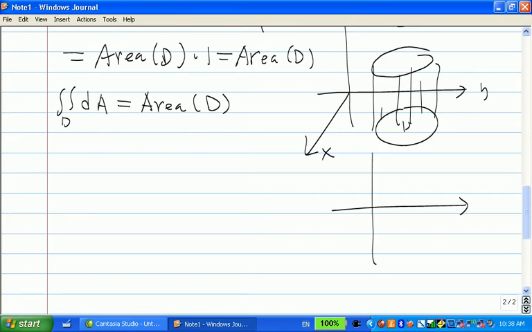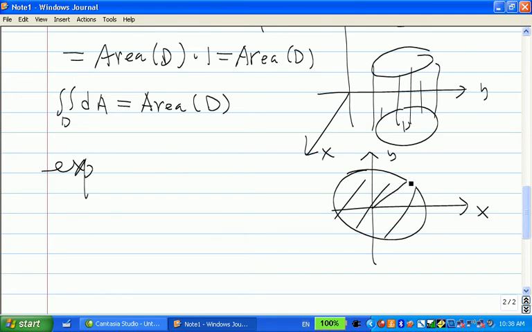Let me draw that here. Again, x and y. My domain here this time, this is the example. My domain is this circle with radius a. Now we know this double integral gives you the area of the circle, your domain, which is a circle.